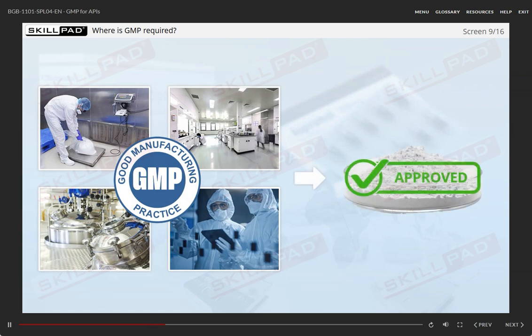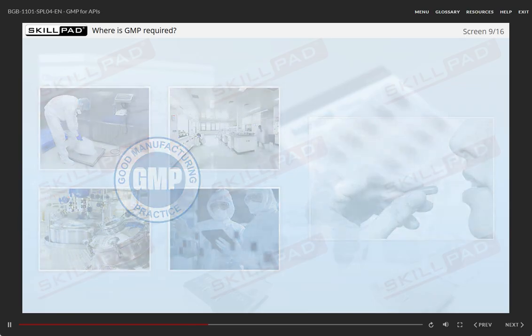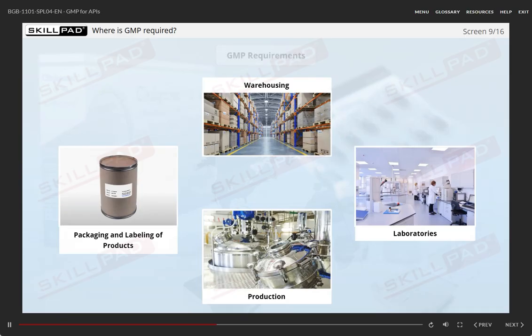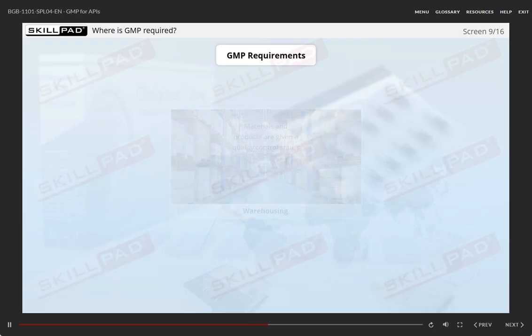Working under GMP minimizes the risk of making poor quality products. Therefore, GMP helps to protect both the company and the consumer. Here are some examples of GMP requirements. Warehousing. Materials and products stored in a warehouse must be given a quality control status as per GMP standards.